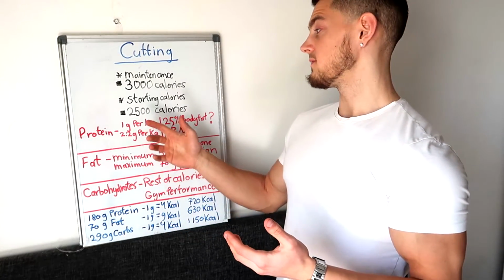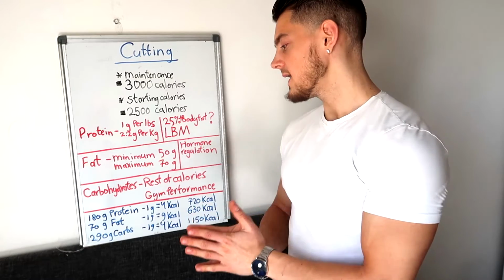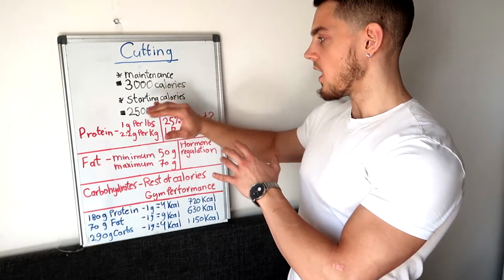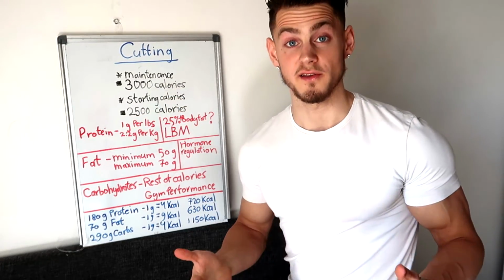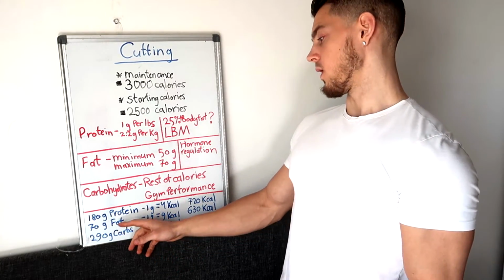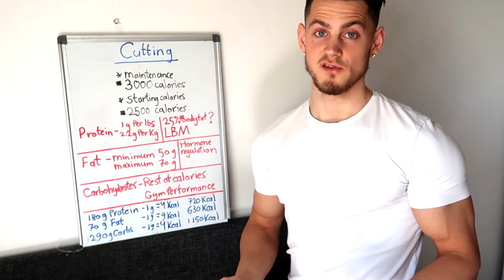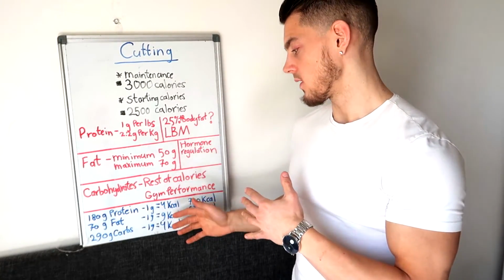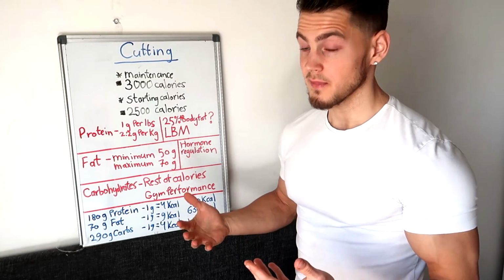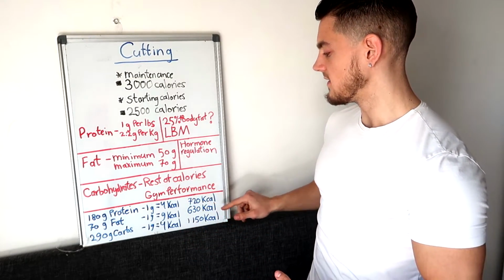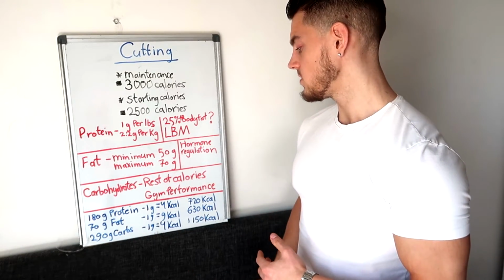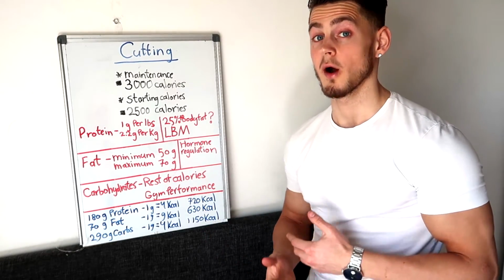So for this example of 2500 calories for a cut, we're going to be calculating how many calories are in 180 grams of protein and 70 grams of fat, and then take that off of the 2500 calories for the cut. So 1 gram of protein equates to 4 calories. 1 gram of fat equates to 9 calories. So you then multiply the grams of protein and fat that you're going to be eating. So 180 multiplied by 4 will equate to 720 calories coming from protein. Then we have 70 grams of fat multiplied by 9 calories, which comes down to 630 calories coming from fat.